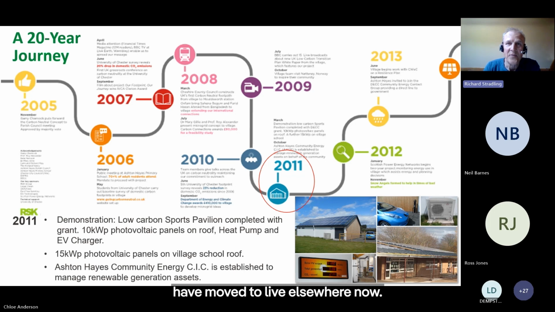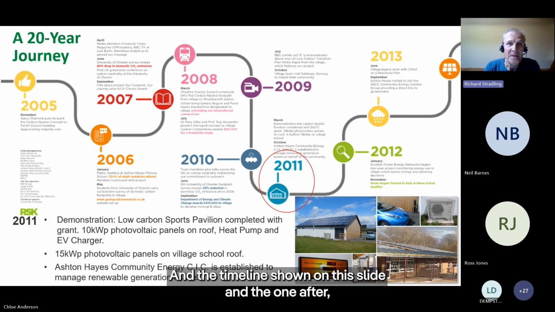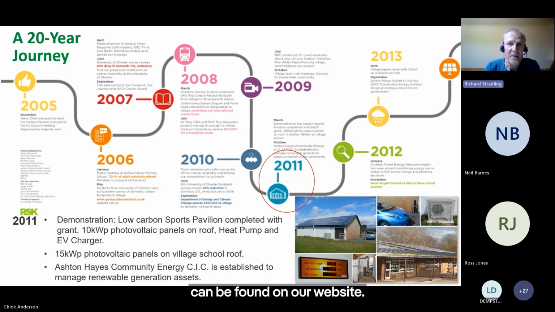Unfortunately, several of them have moved to live elsewhere now, and relative to Neil, who just spoke, I feel very amateur in all of this. And the timeline shown on this slide and the one after can be found on our website. A lot has gone on in addition to the hardware that I'm going to talk about today.